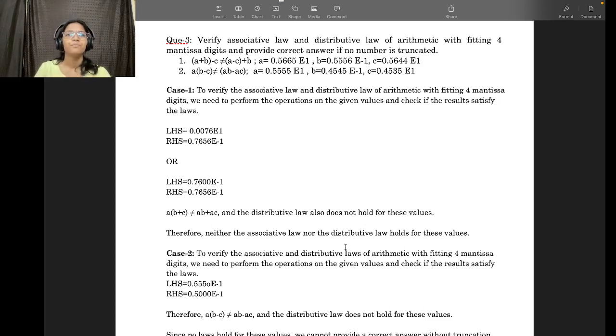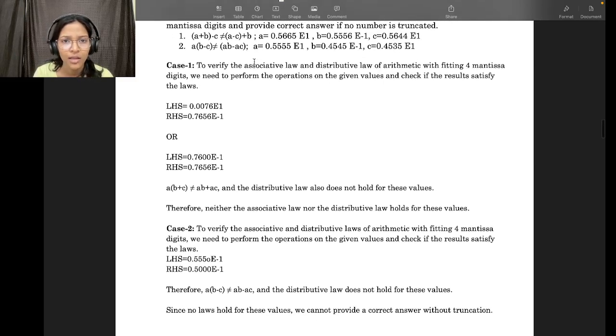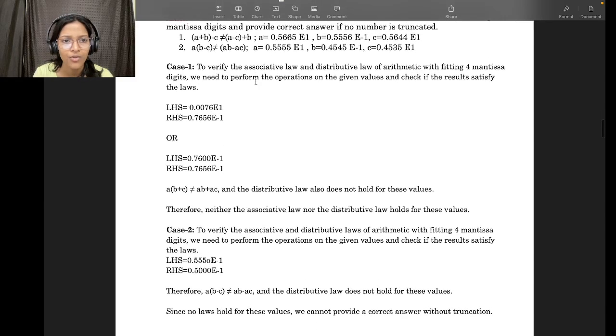Similarly, distributive law will be like, if there is an equation like a into (b plus c), then on the RHS its value will be a into b plus a into c. Now the value of a is given as 0.5665 e1, b is 0.556 e to the power minus 1, and c is 0.5644 e1. Similarly, there are some values given in the second question.